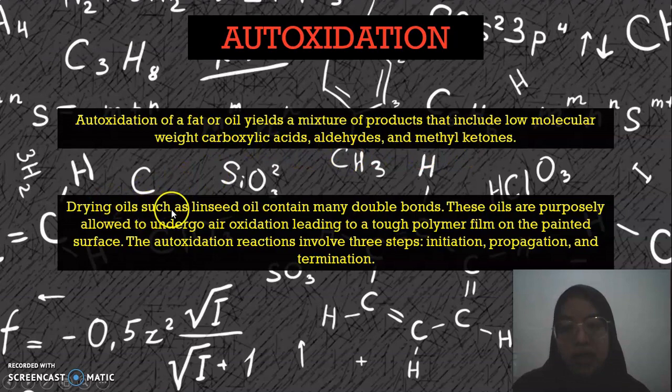So drying oil such as linseed oil contains many double bonds. These oils are purposely allowed to undergo air oxidation so they can get a tough polymer film on the painted surface. So there are 3 steps involved in the autooxidation reaction. First is initiation, then propagation, and termination.